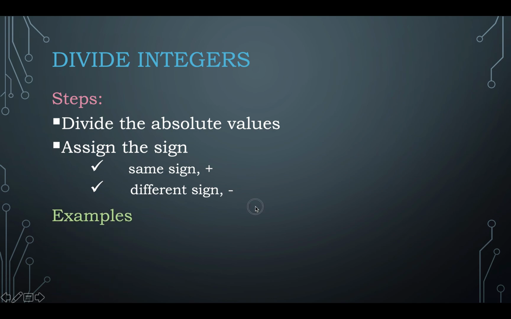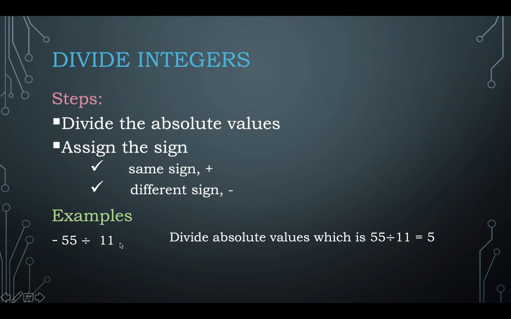For example, negative 55 divided by 11. So divide the absolute values, which are 55 divided by 11, which is 5. Now then you need to assign the sign. Here it's different sign, so you need to assign negative. So it will be negative 5 is the answer.